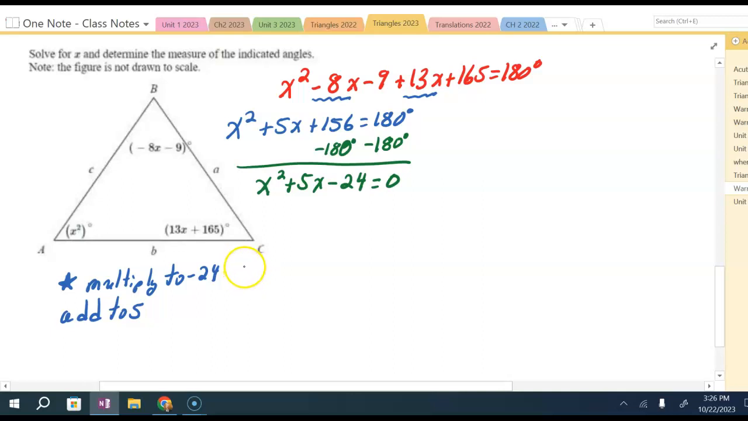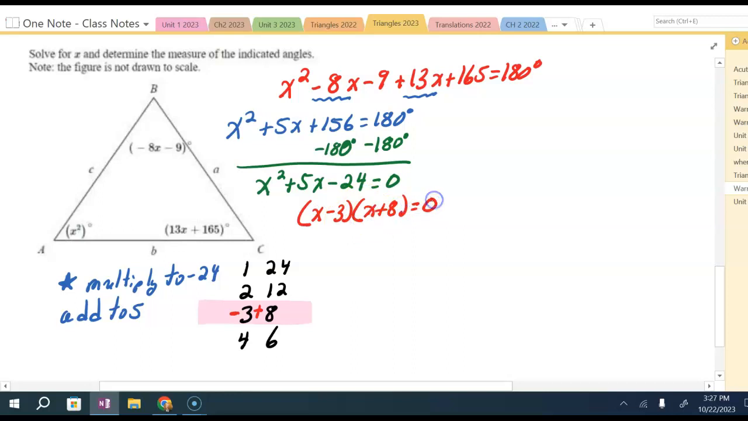So numbers that multiply to 24 are 1 and 24, 2 and 12, 3 and 8, 4 and 6. Now one of these has to be negative, and then they need to add to 5. If I look at this pair that I highlighted in pink, if I make the 8 positive and the 3 negative, those two numbers add up to 5 and multiply to negative 24. So then this problem factors into x minus 3 times x plus 8, and that's equal to 0.